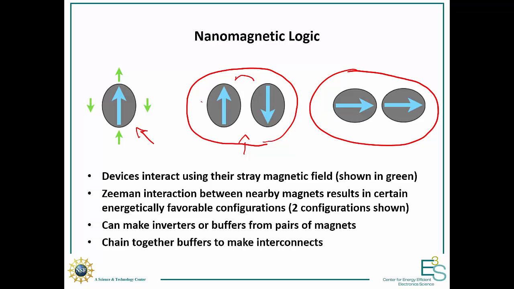And then if I just stick another here, and go left to right or right to left, then this becomes a buffer. A buffer is just two inverters. And so we have a very basic structure here. We can have inverters and buffers, and then of course you can chain together multiple buffers, and that's essentially an interconnect.